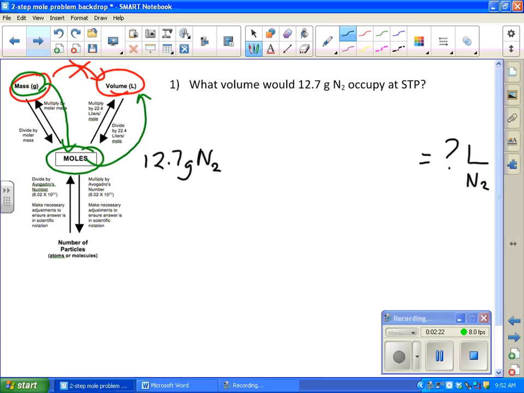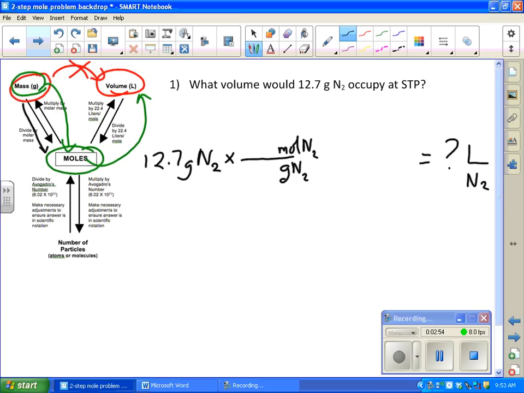Okay, now in order to go from grams to liters, as I said a moment ago, we need to first convert from mass to moles. In order to do that, we're going to need to use a conversion factor that's the molar mass. So we want to end up in moles, so we put moles in the numerator, and we need to eliminate our grams, so we want grams in the denominator so that grams of nitrogen gas cancel out.